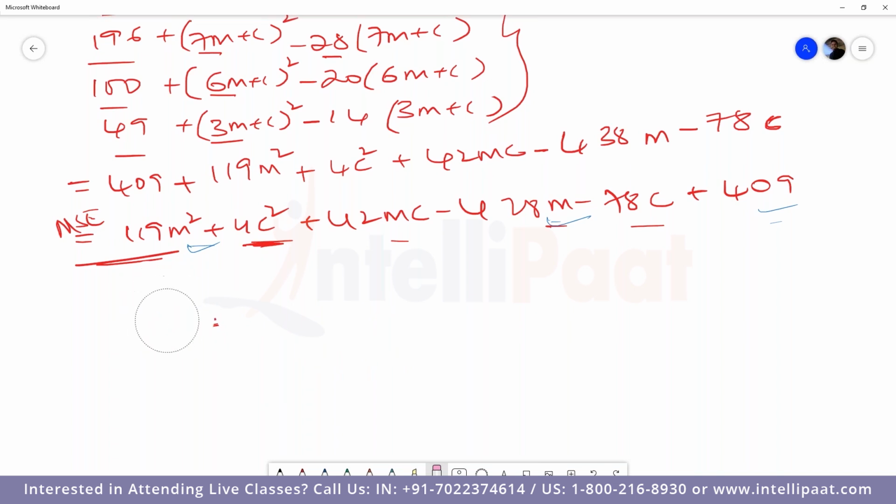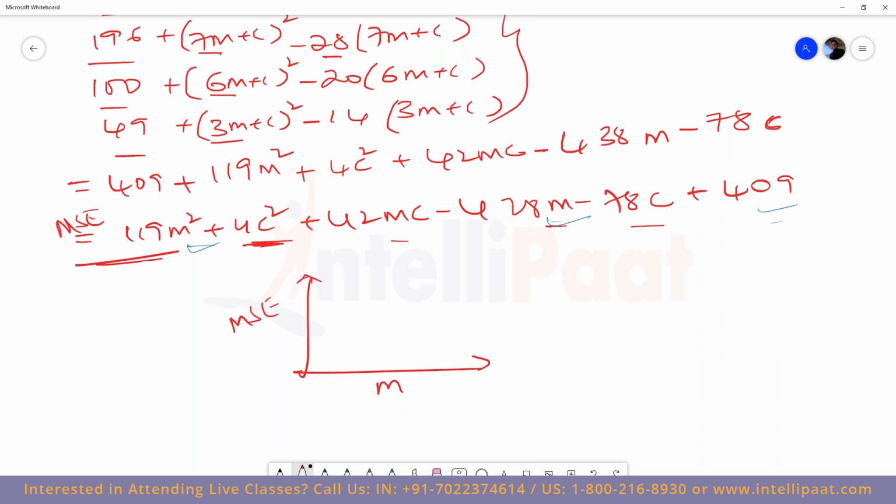But this is a parabola in more than 2 dimensions. It is a quadratic equation. Spot on, correct. Parabola, basically a quadratic equation. If you were to just look at it in M or in C alone, it would look like this. If you forgot about M, you can think of this as M and this is your MSE. So this whole thing would look like a parabola, or it could also be like this. If you imagine this was C and this is your mean squared error on your y-axis, this would look like a parabola, something like that.